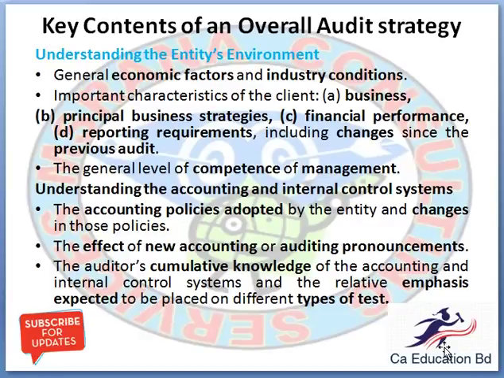Key content of an overall audit strategy: understanding the entity's environment, general economic factors and industry conditions, important characteristics of the client, business, principal business strategy, financial performance, the reporting requirements including changes since the previous audit, the general level of competence of management, understanding the accounting and internal control system, the accounting policies adopted by the entity and changes in these policies, the effect of new accounting or auditing pronouncements, the auditor's cumulative knowledge of the accounting and internal control system, and the relative emphasis expected to be placed on different types of tests.